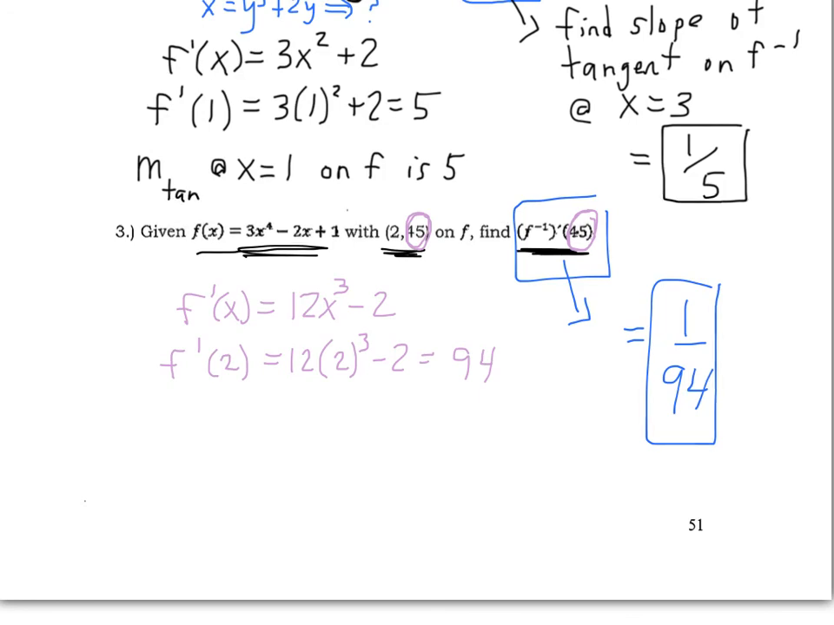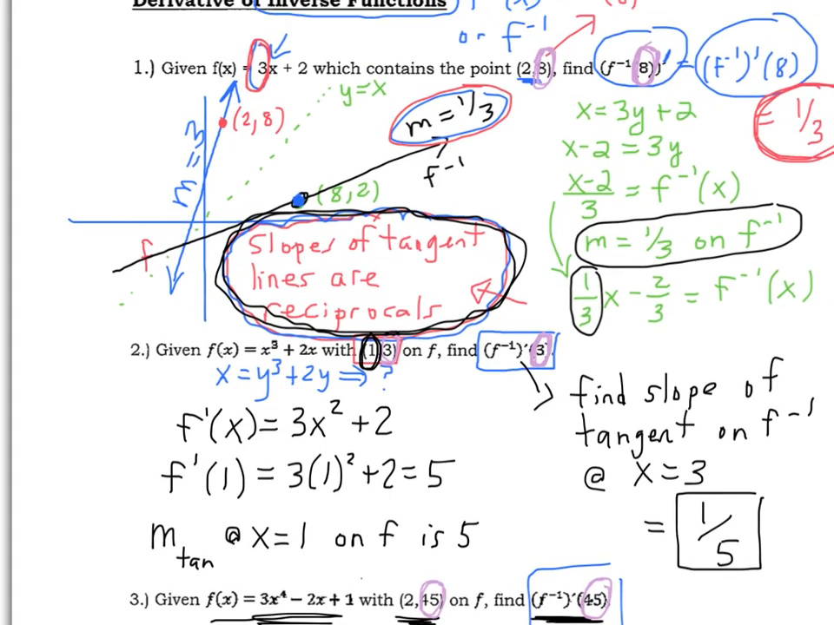So going back to this right here, if you have (2, 8) on one and you're trying to find the derivative at 8 on the other, again, if (2, 8) is on one, (8, 2) is on the other. If you have that situation going on, the slopes of the tangent lines are going to be reciprocals. In other words, the derivatives are going to be reciprocals. So that's a start.